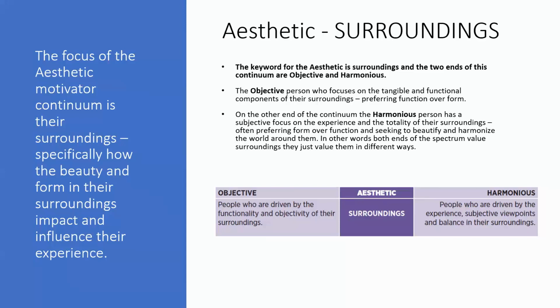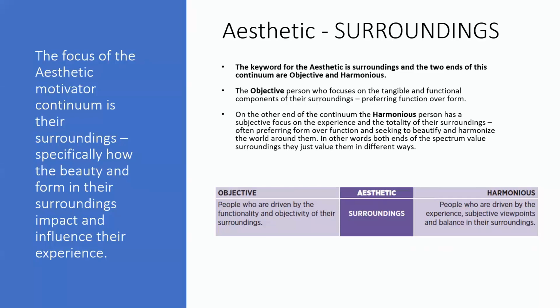The objective person focuses on the tangible and functional components of their surroundings. They prefer function over form. They really don't care what their office looks like as long as they can get done what they need to get done, right? So you see some folks that can operate, sometimes it seems like in the midst of a maelstrom, and I remember having a staff member where I'd walk into his office and ask him, where is your mouse? Where is your keyboard? How do you function under this mess? But they seem to have a unique facility to operate in the midst of chaos, which I am just not wired that way at all.